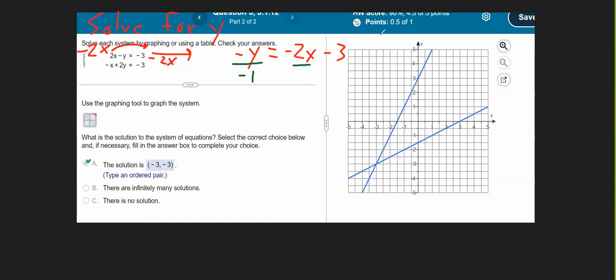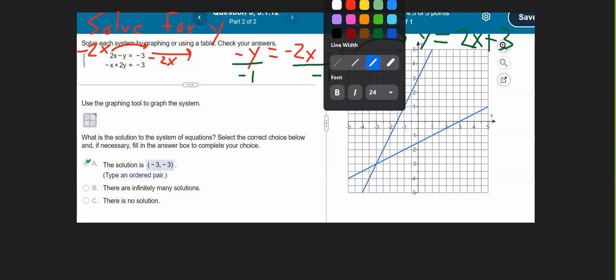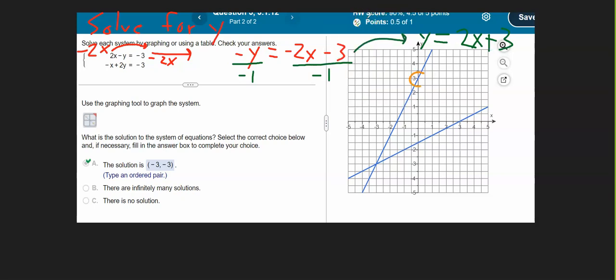And then the last thing I need to do is divide everything by negative 1. And when I do this, I'll end up with positive y, positive 2x and a positive 3. So now I know I can find the y-intercept at 3, that's this part over here, and then I can use the slope of 2. Remember, that's up 2 and 1 to the right, which would create this line right here.